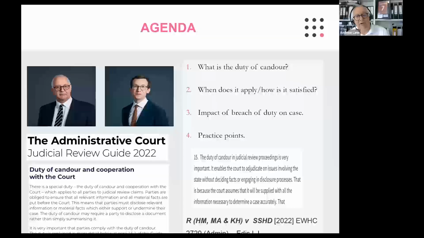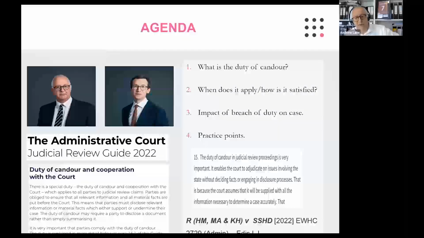What we're looking at today is what is the duty of candour, which I'll be addressing. We're looking at when it applies and how it's satisfied with Matt. I'm looking briefly at the question of impact of a breach of duty on the case, and then Matt concludes the webinar with the question of practice points.